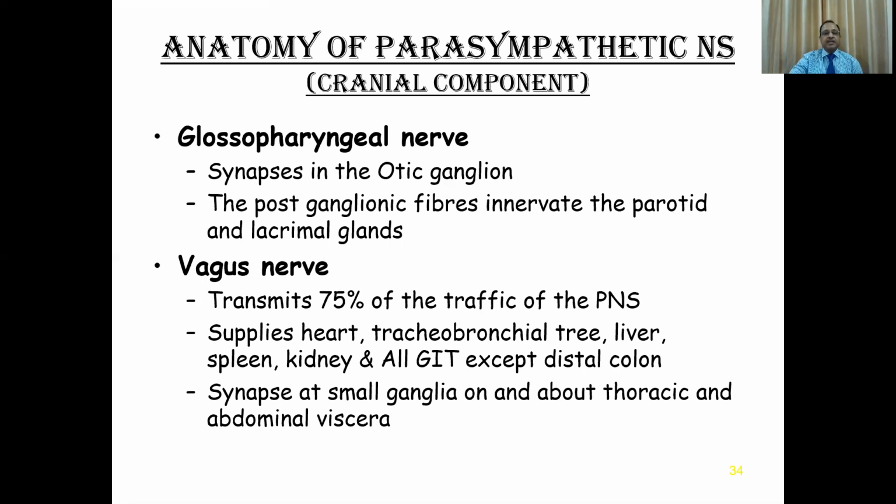And this supplies heart, the tracheobronchial tree, liver, spleen, kidney, and the entire GIT except the distal colon, which is supplied by the sacral part of parasympathetic nervous system. The vagus nerve fibers synapse at the small ganglia which are located on or around the thoracic and abdominal visceral organs.